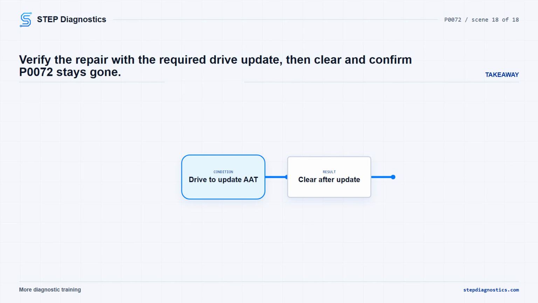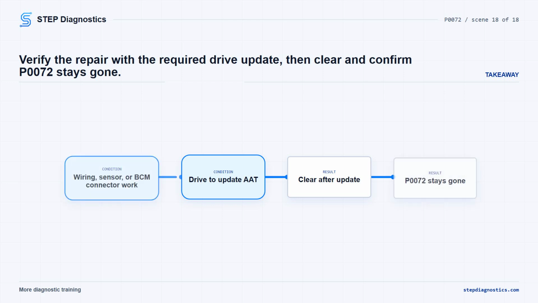If the ambient temperature wiring was repaired, the sensor was replaced, or the BCM connector was disconnected during testing to correct an active fault, the vehicle must be driven for a minimum of 5 minutes above 15 mph so the ambient air temperature signal updates before the code will go stored and can be erased. After that, clear the code as allowed, rerun the monitor conditions, and confirm P0072 stays gone.